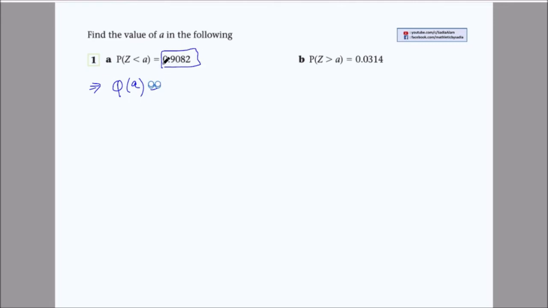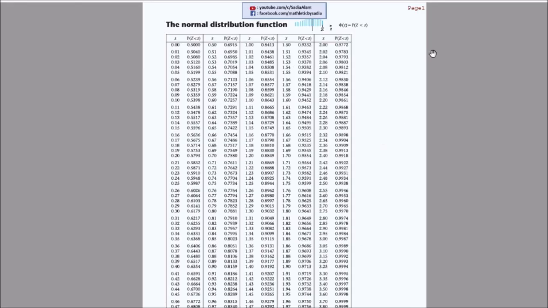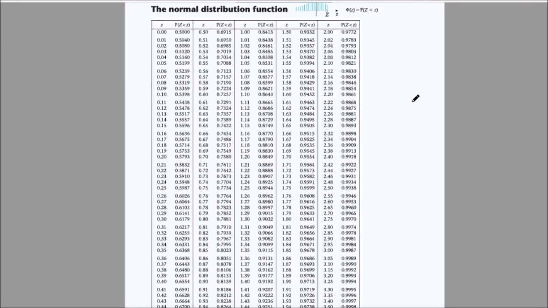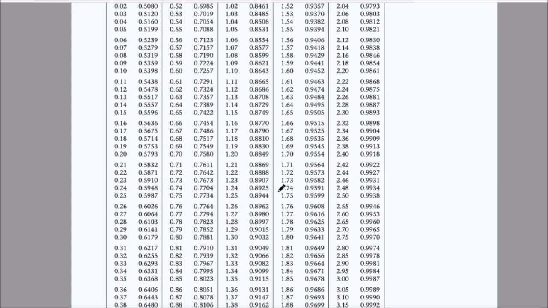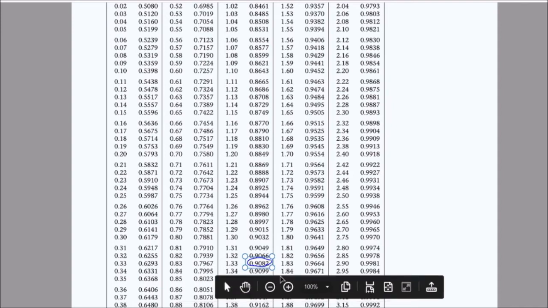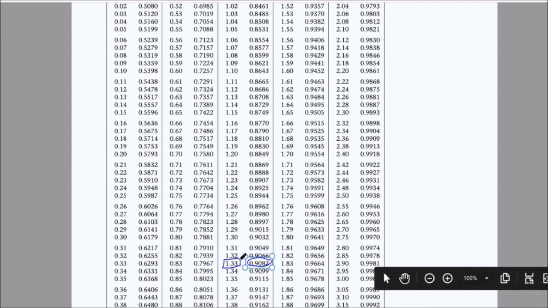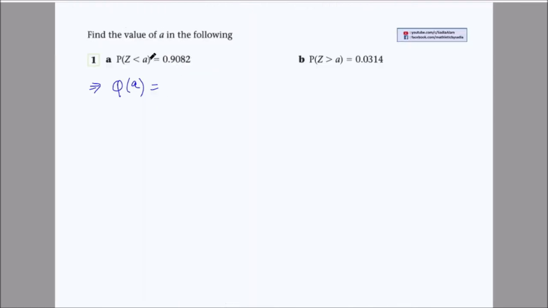Like we have the value for probability 0.9082. So for 0.9082 probability Z is actually 1.33. So it's like phi of 1.33 is this probability, right? So now that we know the value of this probability, we can replace that with phi of 1.33. So we know the probability, right? P equals to this. So this is the value of probability.